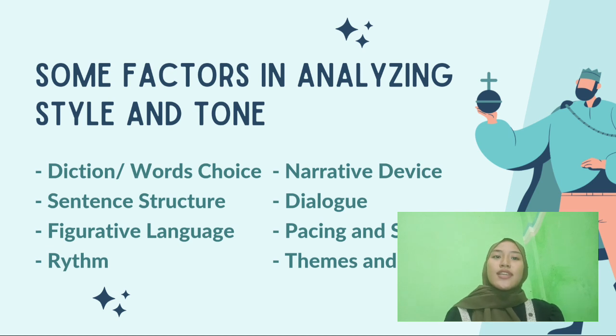The next is the pacing and structure. It is kind of similar with the sentence structure. So, in the pacing and structure, it is about the pace and how the text is being organized. And then the last is the themes and symbols. The themes and symbols include objects, characters, or settings that represent deeper meanings of the work.